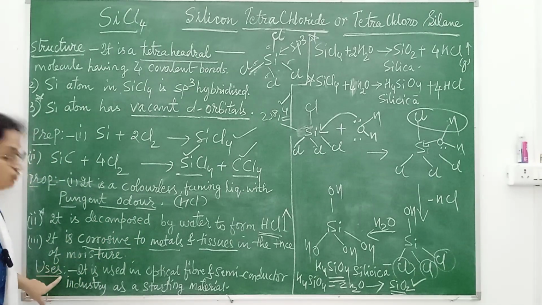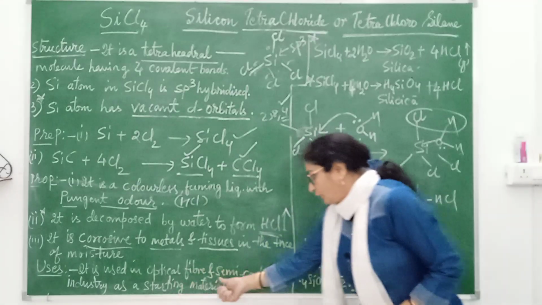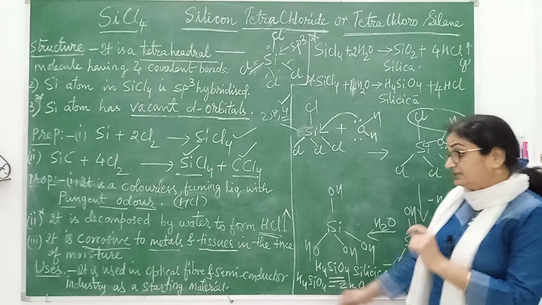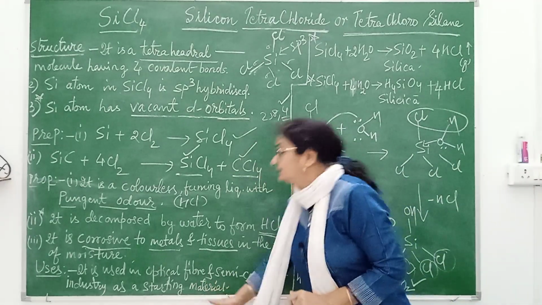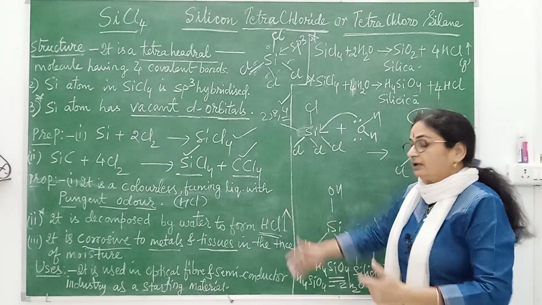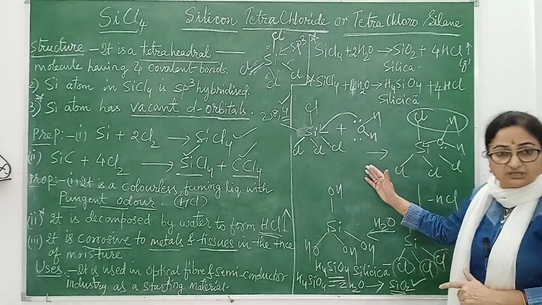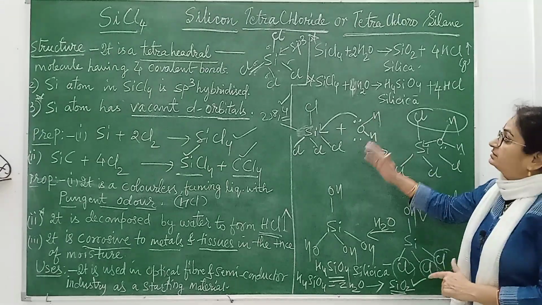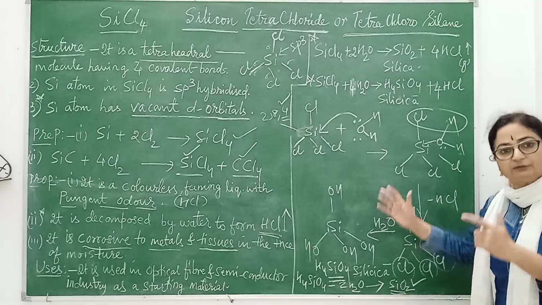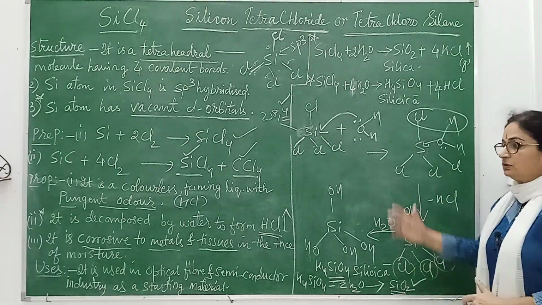Now let's see the uses also. Before ending, let's see the uses. It is used in optical fibers and in semiconductor industries as a starting material. That means silicon tetrachloride is used in making several other compounds. So out of all these properties, hydrolysis of silicon tetrachloride is very, very important. It is also given in NCERT part 1 of class 11th textbook under the heading P block. So please go through it.